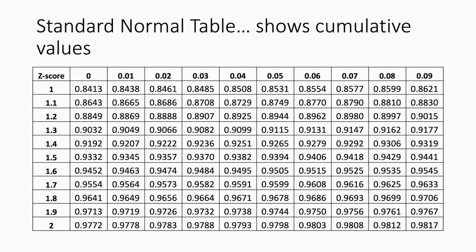So we can go to our handy standard normal table. And if you remember, the standard normal table shows cumulative values. You go down that left column and see a z-score of 1, 1.1, 1.2, 1.3, etc. If you go across the top, you see 0, 0.01, 0.02. So you find the z-score of 1.12 happens to be 0.8686. Again, that tells us the cumulative part of the distribution that goes up to a z-score of 1.12.